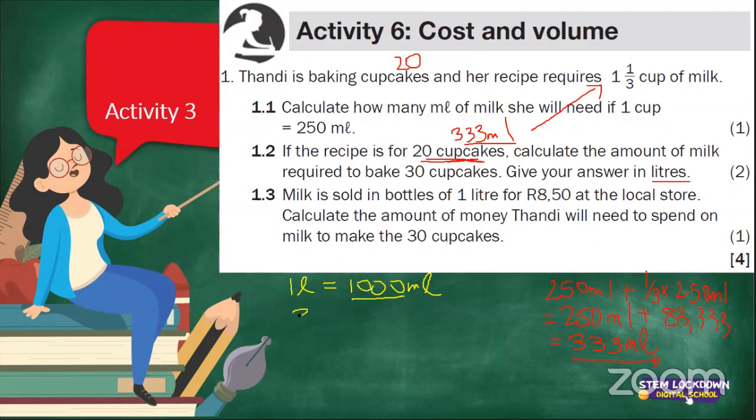So 333 mils is divided by 1,000, and then we have, equal to, 0.333, right? Okay, don't round off your answers yet. Just leave it as that. Remember, this is already rounded off from number 1.1. Okay, so this is how much you need for 20 cupcakes.